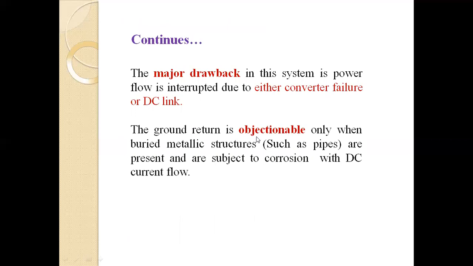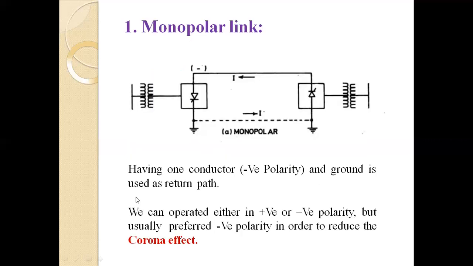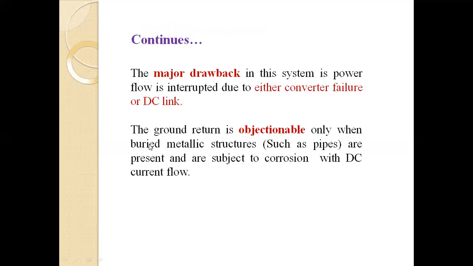The ground return is objectionable only when buried metallic structures, such as pipes, are present and are subject to corrosion with the DC current flow. So, when the metallic structure is there, at that time, the ground return is an objectionable part.